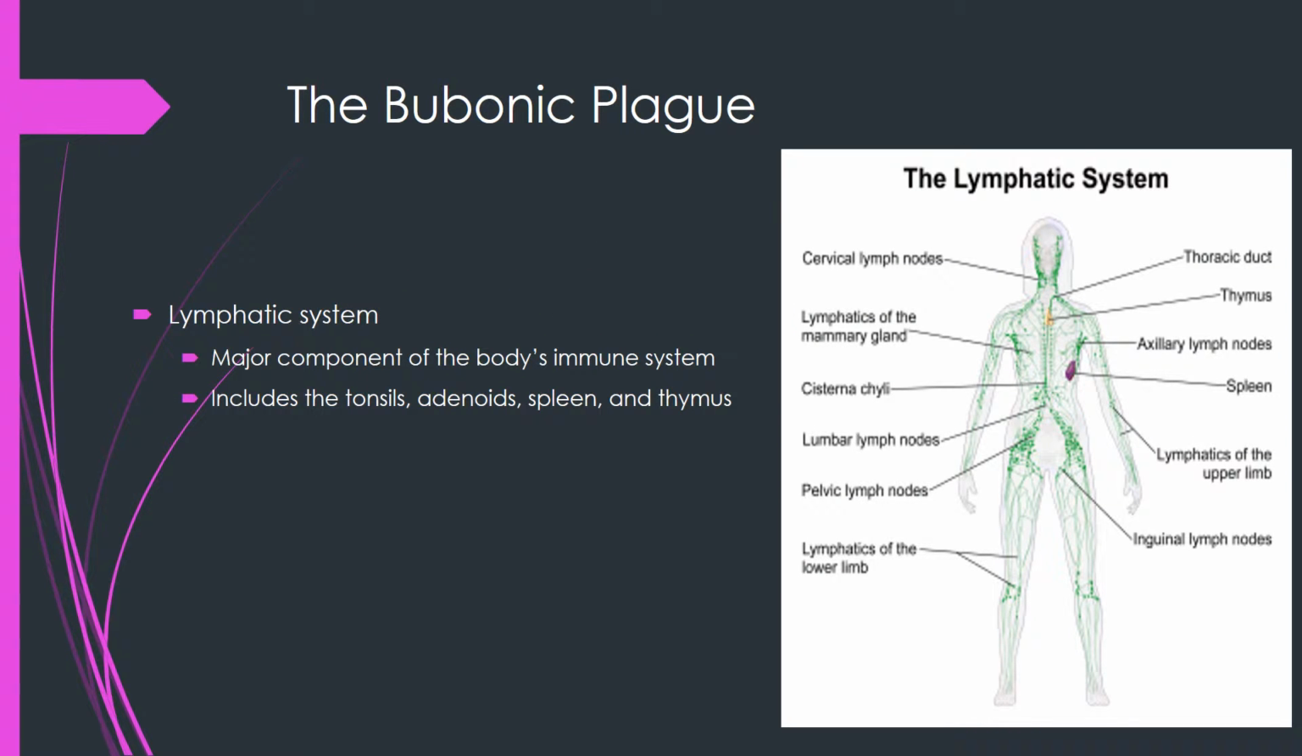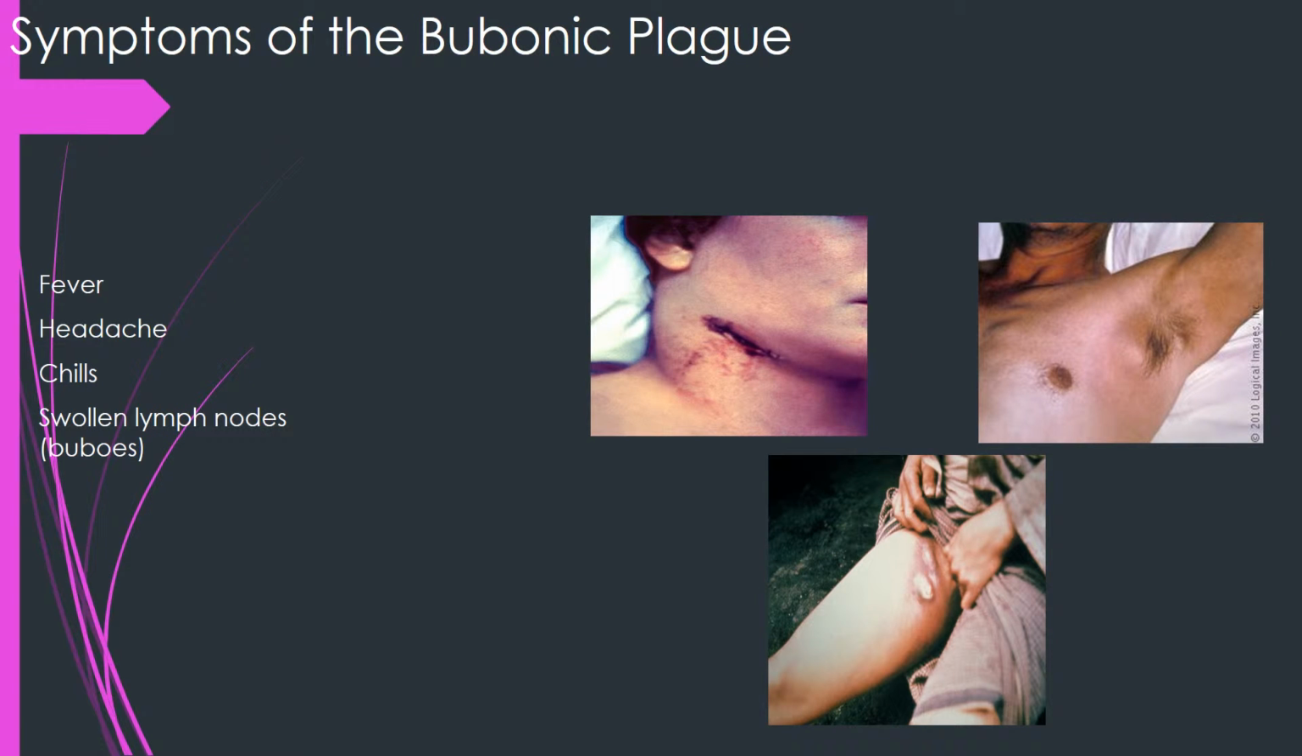The lymphatic system, it's a major component of the body's immune system. As you know, spleen, thymus, lymph nodes, all kinds of important stuff. Symptoms of the bubonic plague: fever, headache, chills, swollen lymph nodes, or buboes, hence the bubonic name. As you see in the picture, lymph nodes, everybody's kind of familiar where most of those are. The armpit and the neck is very common, but also in the groin, as you see in that picture. It's pretty nasty and painful.